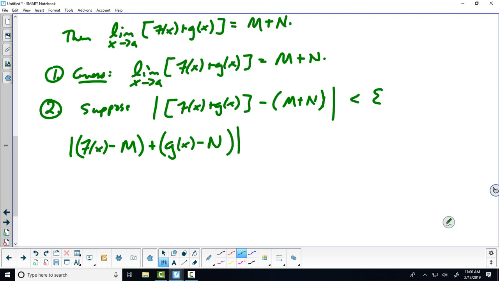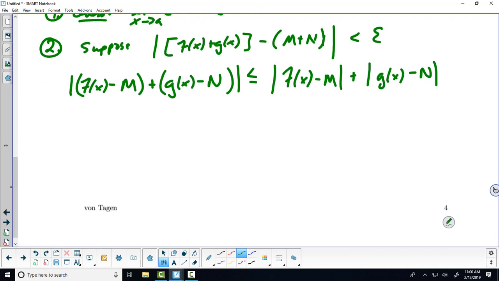All right. I have the absolute value of the sum of two quantities. I'd somehow like to break this up into smaller portions. What can I use? Yeah, the triangle inequality. Here I've got the absolute value of the sum of two things. This is less than or equal to the absolute value of the first plus the absolute value of the second. Okay?